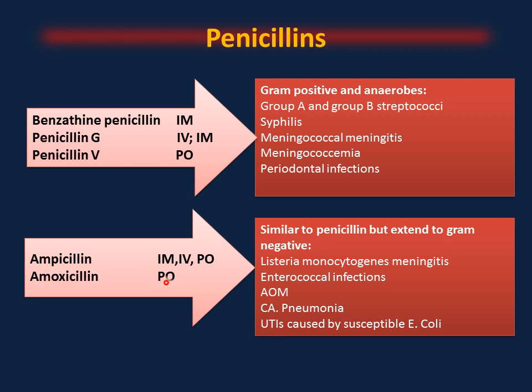Amoxicillin is the PO form, is easy to use, and commonly we use it for acute otitis media, but in a high dose, 90 mg per kilo per day, to cover for resistant bacteria. It can also be used for community acquired pneumonia. It can also be used for UTI, but resistance now exists. So if you are lucky, the E. coli will be susceptible to amoxicillin, but rarely we see it these days.